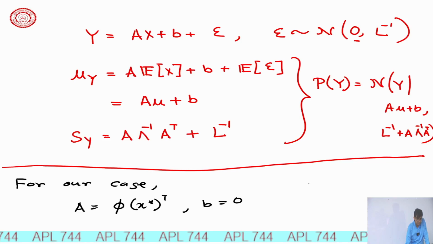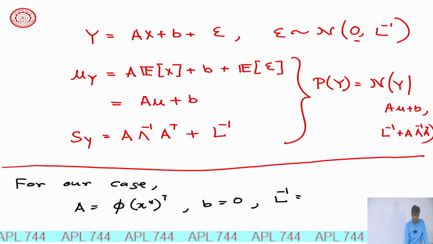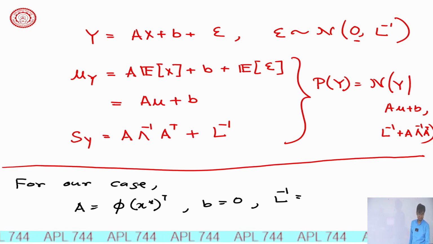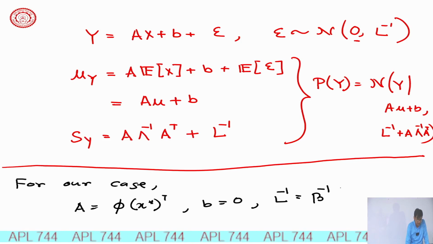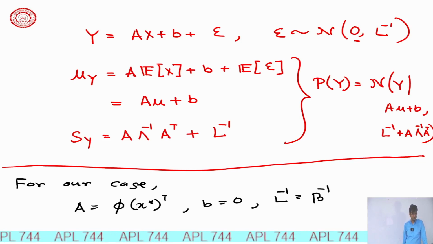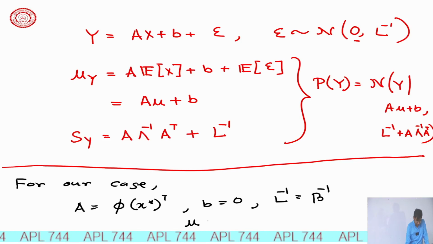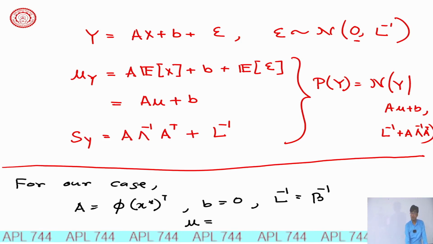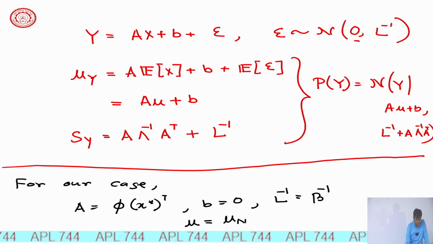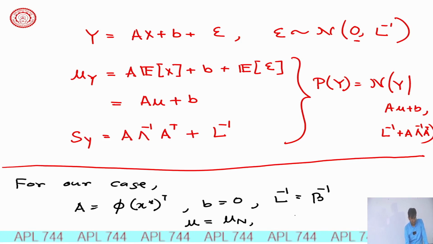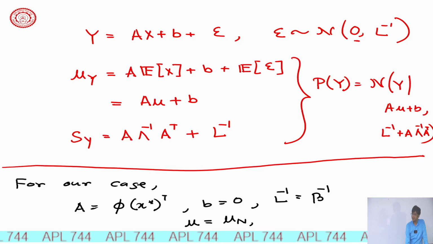Then what else we have? What is L inverse? Beta inverse. Okay. What is mu? Mu is equal to our mu n, our posterior mean. What is our lambda inverse? Lambda inverse is our Sn.